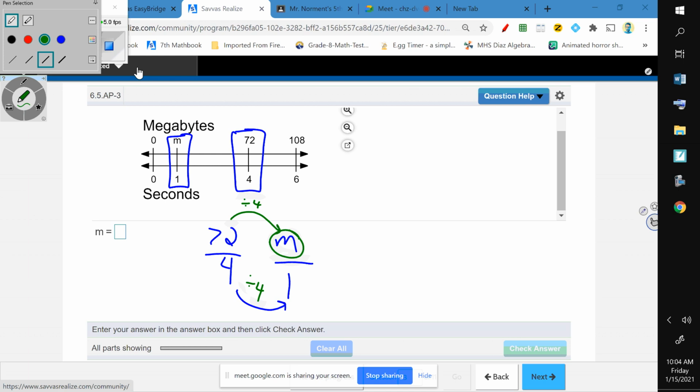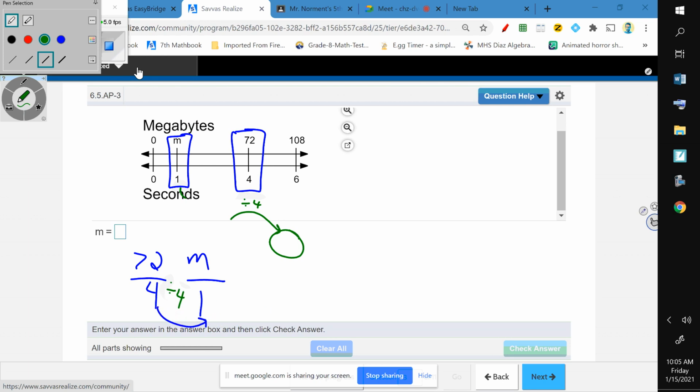And then you can check it because whatever answer you get, if you take 1, let me erase this. Actually, I'm going to move this all over here. I don't want you to see this because you're the only one I did this one with.